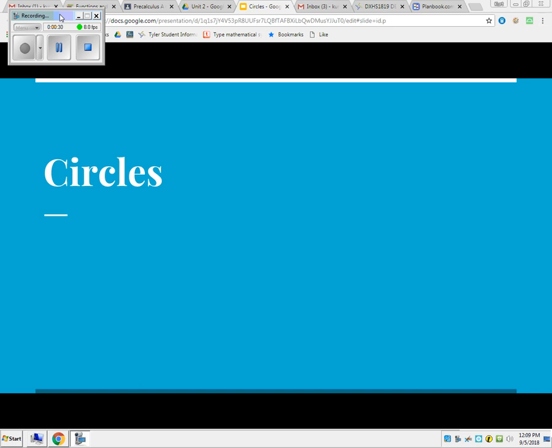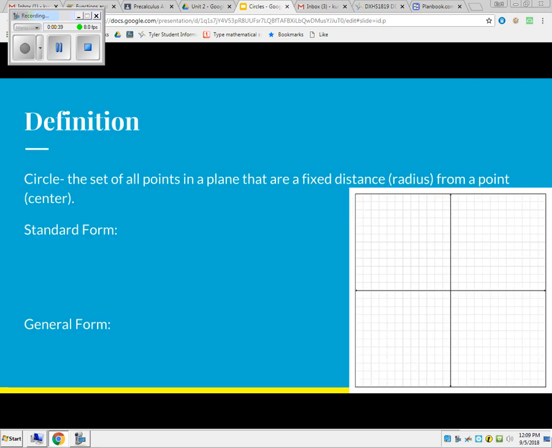Okay. So we're still going with our X and Y axis, our Cartesian coordinate system, and seeing what all we can do on it. Today, we're going to be doing circles on it. Okay, definition of a circle is going to be the set of all points in a plane that are a fixed distance, called the radius, from a point on the circle.